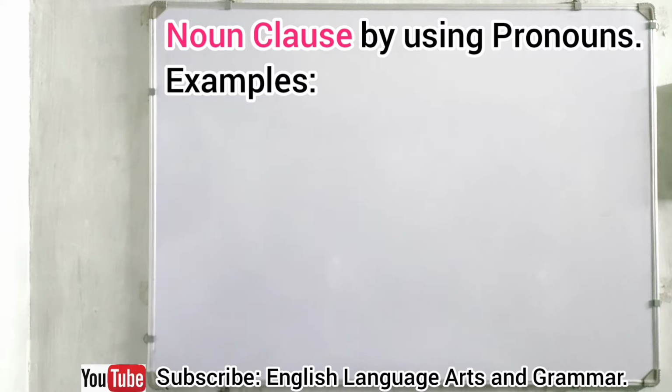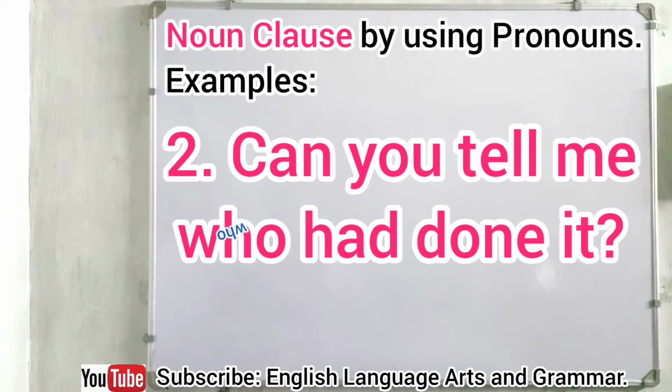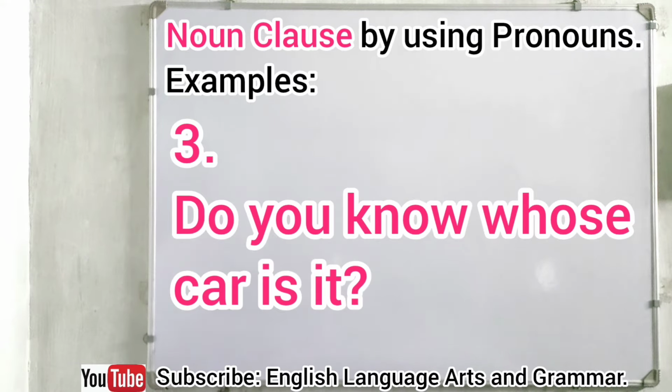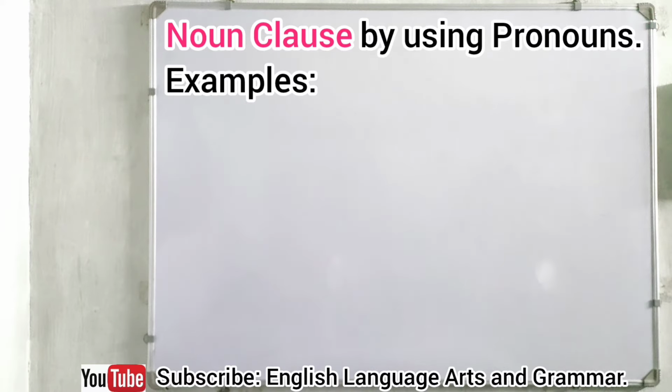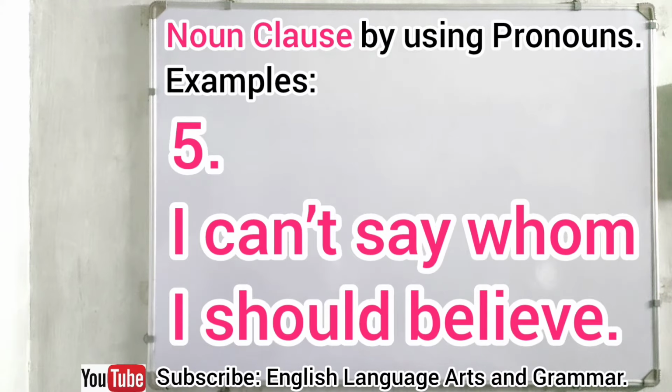Example 1. You can see what you have done. Example 2. Can you tell me who had done it? Example 3. Do you know whose car is it? Example 4. I don't know which book he has bought. Example 5. I can't say whom I should believe.